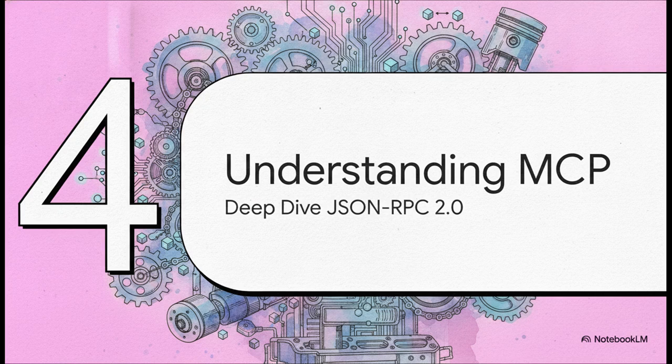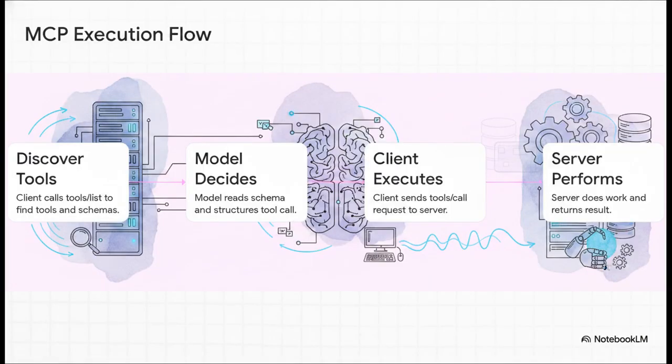Moving to Section 4, Understanding Model Context Protocol. Deep dive into JSON RPC 2.0. The absolutely crucial point is understanding this exact flow, because MCP is a JSON RPC 2.0 protocol. The client calls tools/list to discover what's even available. The model reads these schemas and decides what to do.